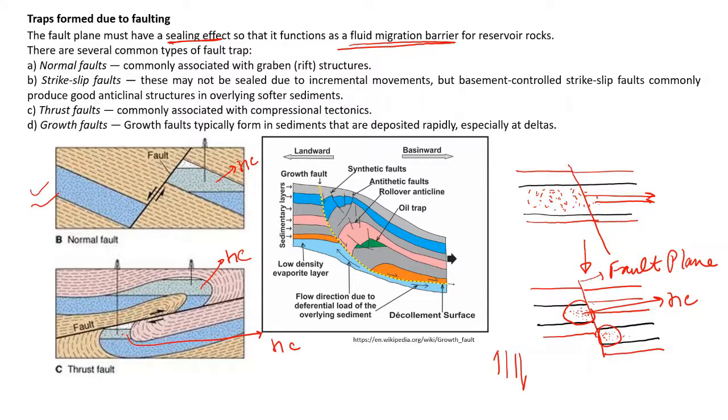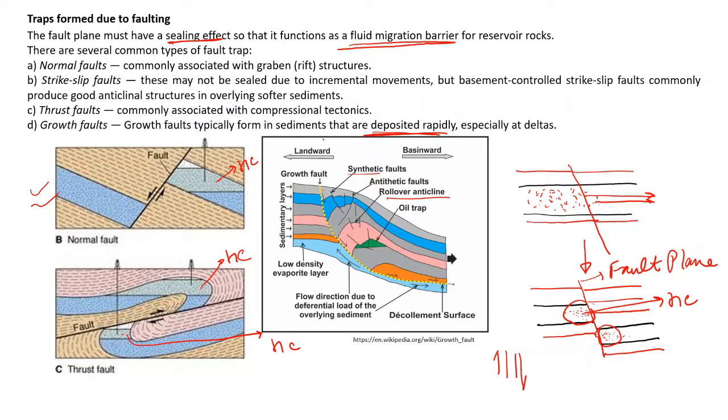Then we get growth faults, a very important type of fault, which are formed in sediment that is deposited rapidly. So once there is a rapid deposition of sediment, there is a kind of slippage of the sediment. What happens over here, you can see this yellow color line, it is a growth fault, and then you can see some rollover anticlines. If the faults are in the same direction as the growth fault, they are called synthetic faults. If they are in the reverse direction, they are called antithetic faults. And the anticlines which are associated with this growth fault are called rollover anticlines.